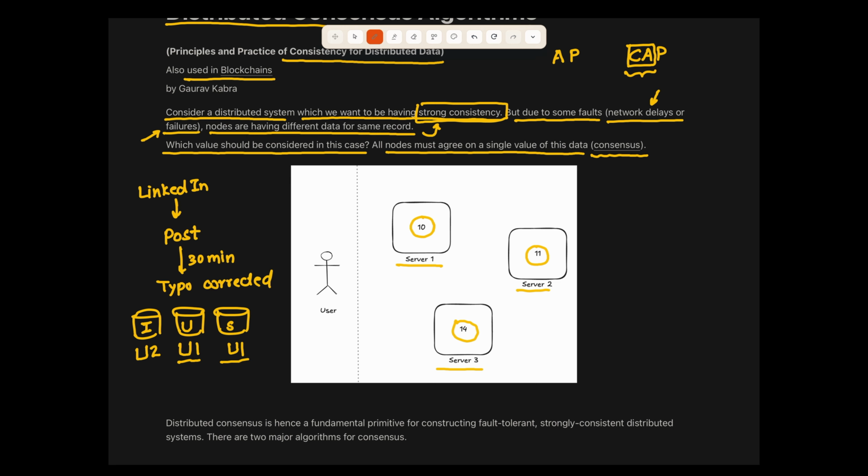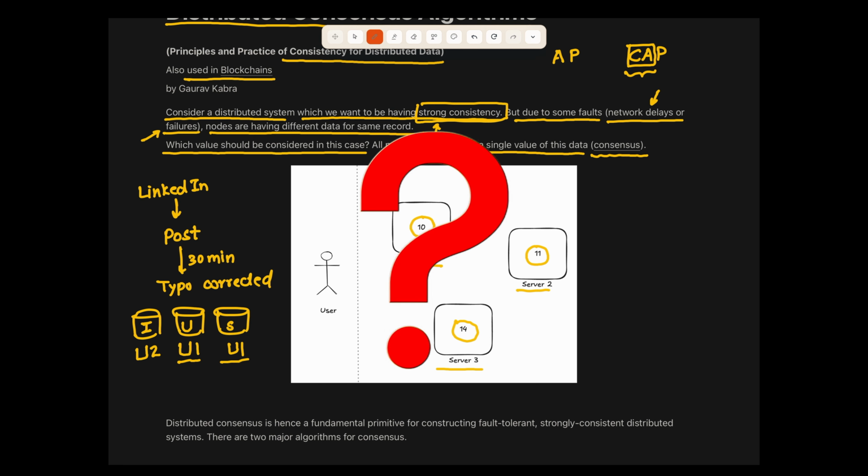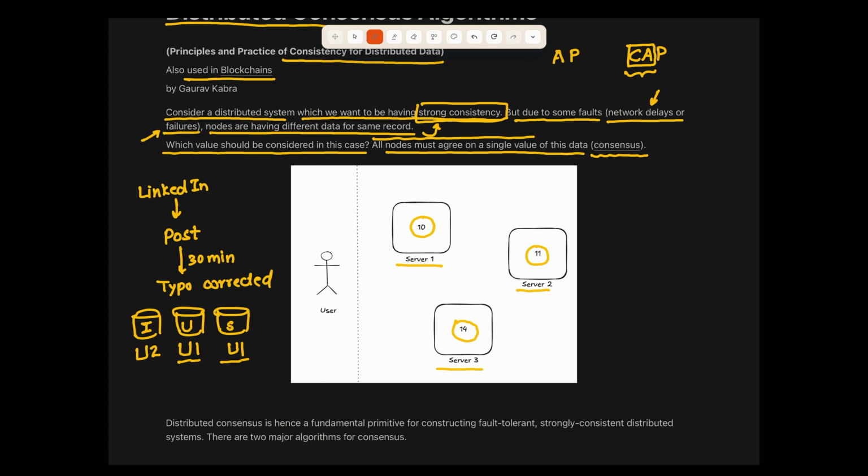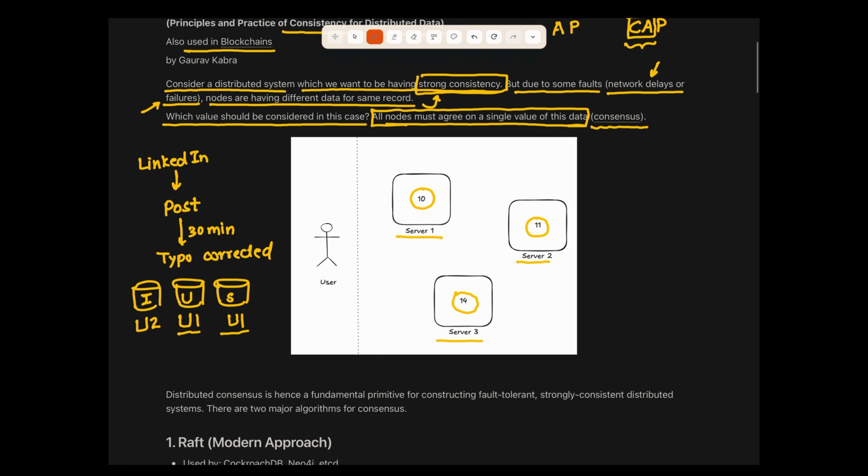Now in that case, which data should be shown to the user? How do we know which is the latest data? So all nodes must agree on a single value of this data until all the servers have the same data. This problem of agreeing is known as consensus. And we will be discussing consensus algorithms in this video.